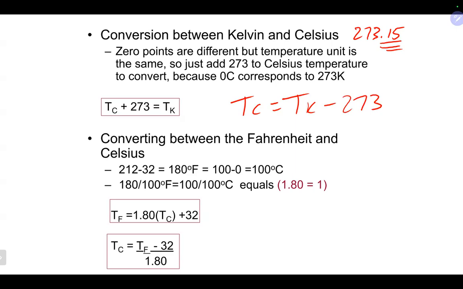Converting between Fahrenheit and Celsius, the temperature in Fahrenheit is equal to 1.8 times the temperature in Celsius plus 32. And if we wanted Celsius from Fahrenheit, we would take the Fahrenheit minus 32 divided by 1.8. And the 1.8 there is the same as 9/5. If you learned that as a fraction years ago, it's the same deal.